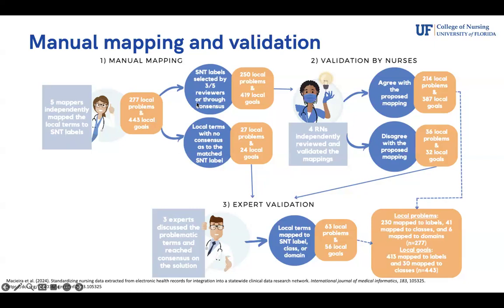We created a rule for ourselves that if at least 3 out of the 5 mappers selected the same NANDA or the same NOC, we would consider that a match. If that was not the case, we would resolve those discrepancies through consensus.